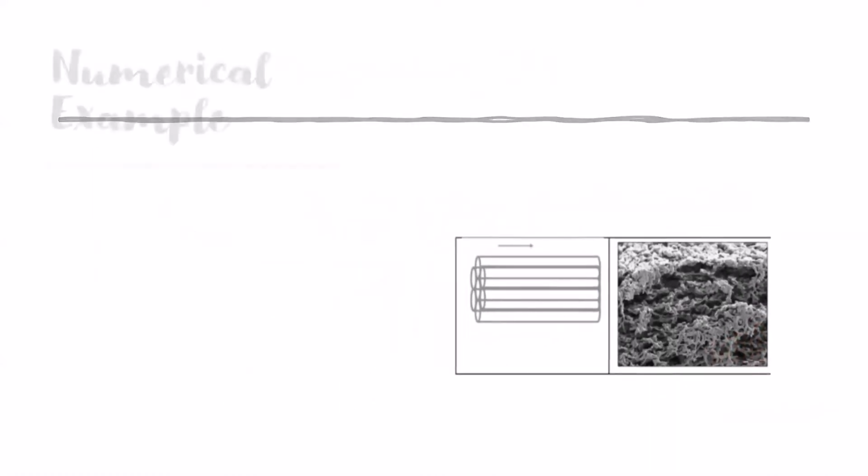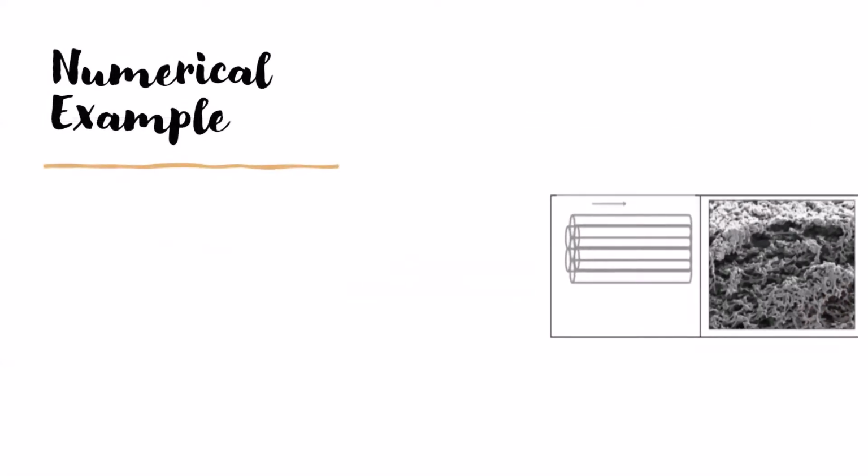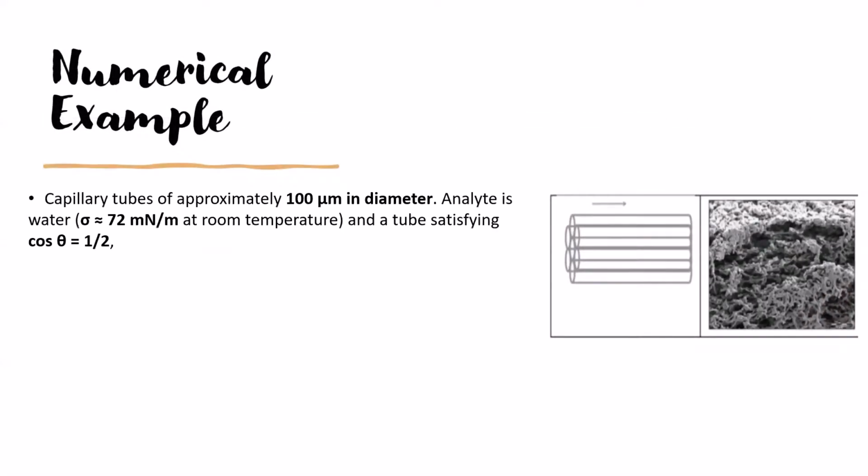Let's now put some numbers to the test. Current microfluidic systems employ capillary tubes of approximately 100 micrometers in diameter. Suppose we use water as the analyte and a tube contact angle of 60 degrees. Pause to solve for capillary rise using Jurin's law. Hope you had a chance to solve the equation.